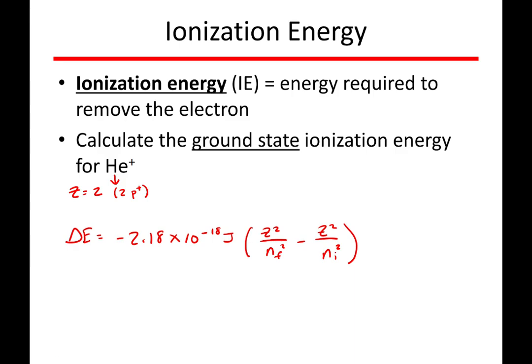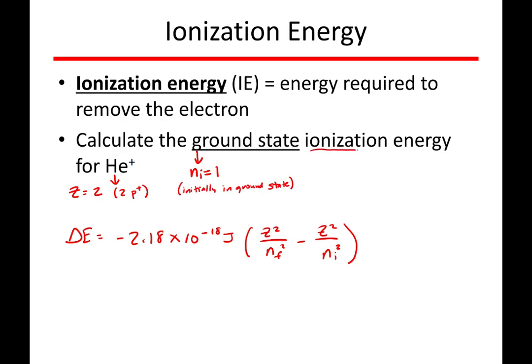Additionally, we have to figure out what N final and N initial are in this equation. So the phrase ground state ionization energy helps us to determine that. When it says ground state, what that means is that the electron is starting in the lowest energy level. For a one electron species, what is the lowest allowed energy level? It's the N equals 1 level, right? So think of the ground state as being like the ground floor of a building. The ground state for a one electron species will be 1. That's where it starts, in the N equals 1 energy level.